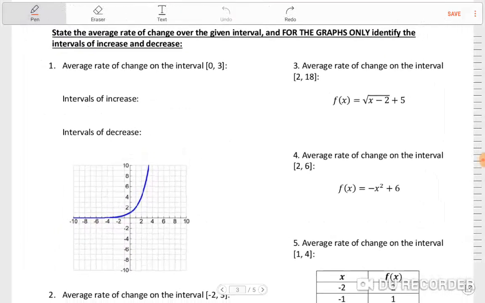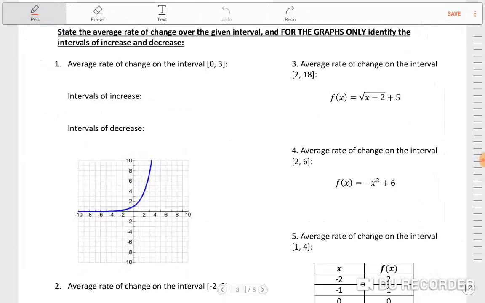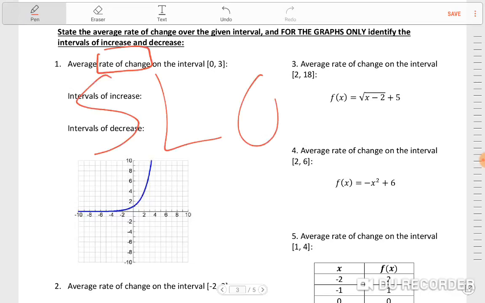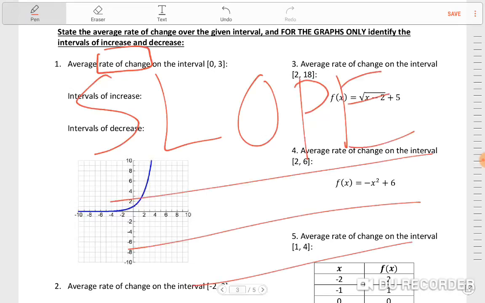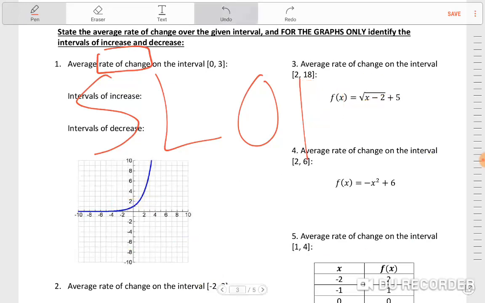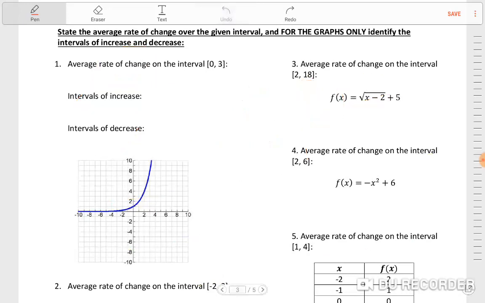Okay, average rate of change and intervals of increase or decrease. And they only want us to put the increase or decrease on the graphs. So, all right. Anytime you see average rate of change, that means slope. So, a good thing to remember would be the slope formula. So let me write it down one time for you.